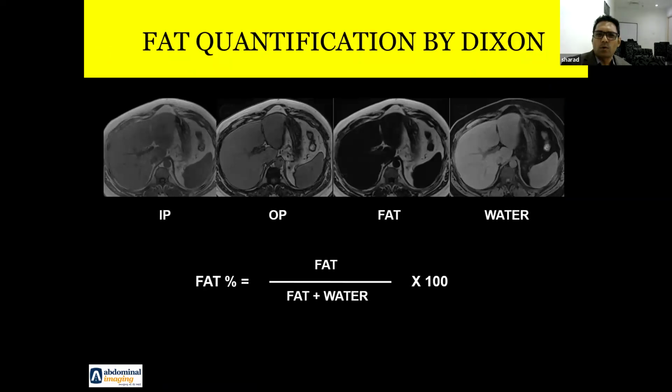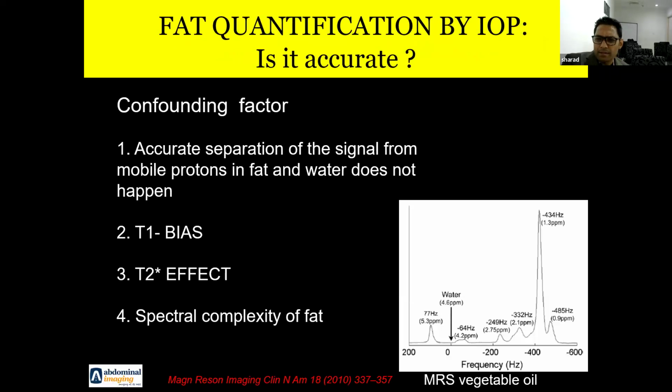But then we need to quantify. After chemical shift imaging came another sequence which we call Dixon. Dixon is also chemical shift imaging, but it gives 4 sets of images: the in-phase image, out-of-phase image, the fat image, and the water image. So you can create ROIs and put them in this formula, and you can get a fat percentage. But there was a problem with making ROIs and calculating fat on the Dixon sequence because there were certain confounding factors.